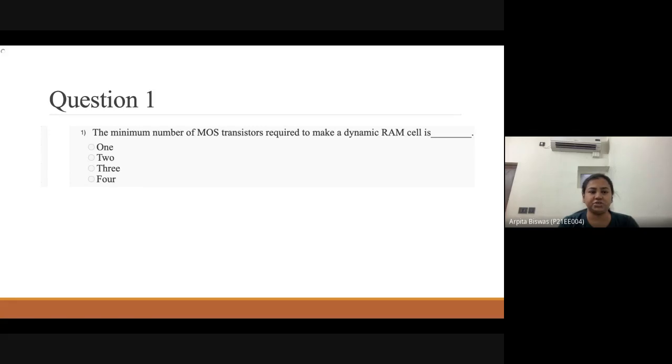So this is question one. The minimum number of MOS transistors required to make a dynamic RAM cell: the first option is 1, the second option is 2, the third option is 3, and the fourth option is 4. Go through the question carefully and try to get the answer.